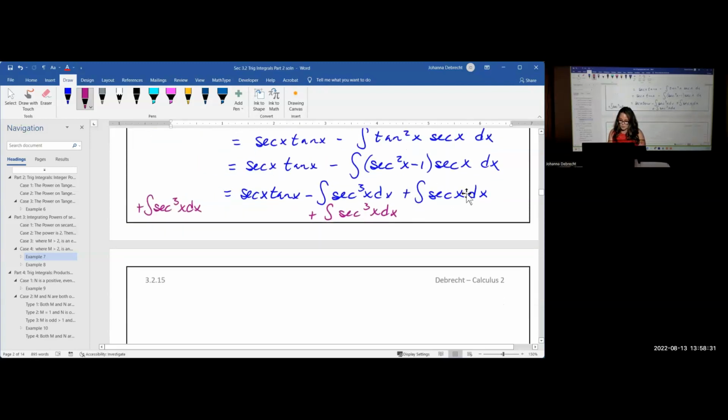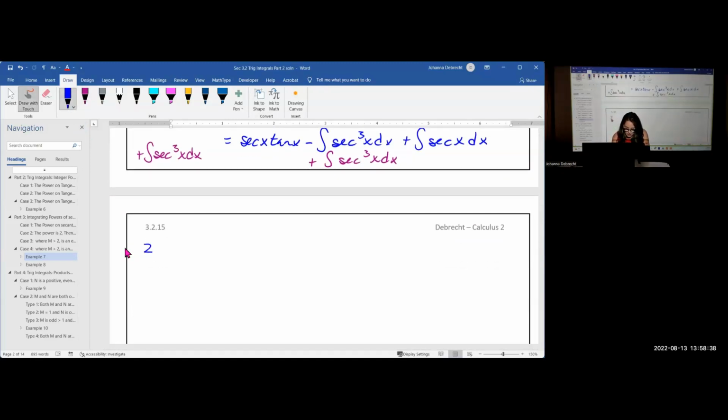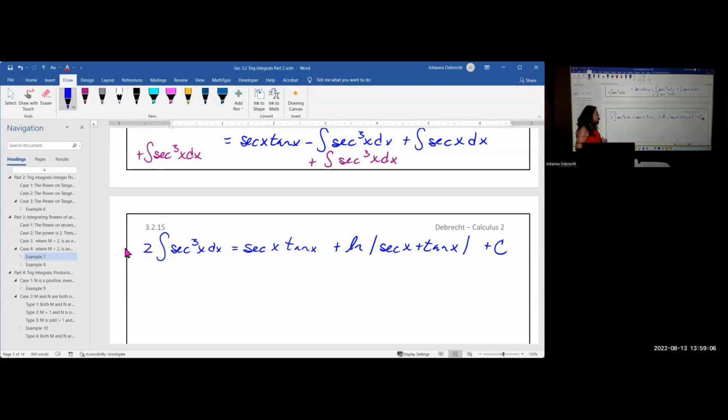So now let's go ahead and go down one line. I'm not going to work out the integral here since I've already done it for you once today. I'm just going to write down the result that we had previously. So now we have two integrals of secant cubed of x dx, which is equal to secant of x tangent of x plus the natural log of the absolute value of secant x plus tangent of x. That comes from the integral of secant of x. And don't forget, we've got a plus c running around over here because we have the indefinite integral.